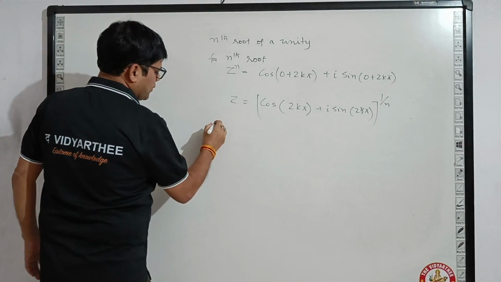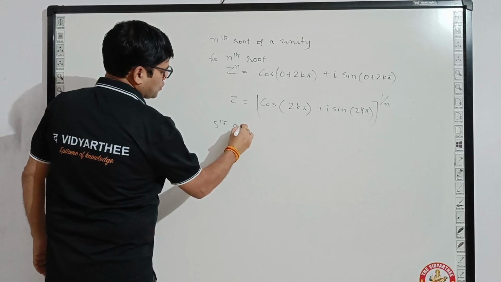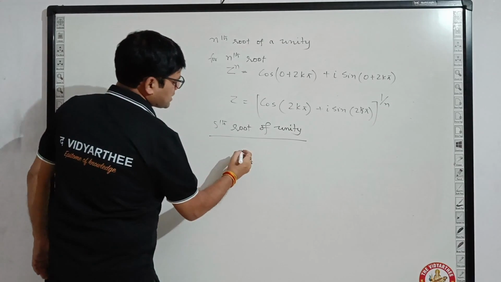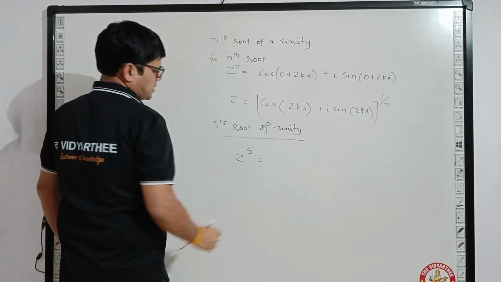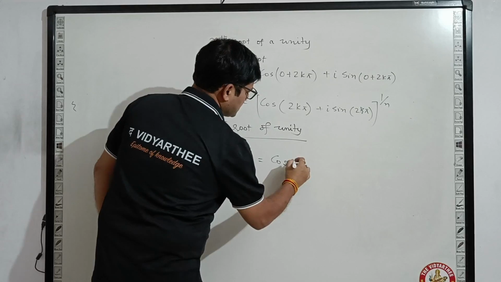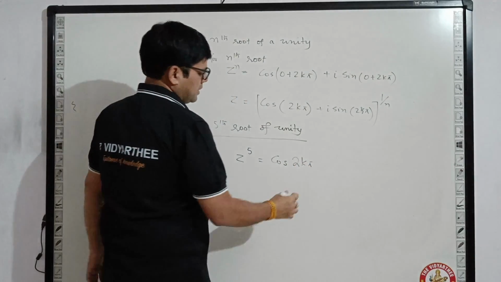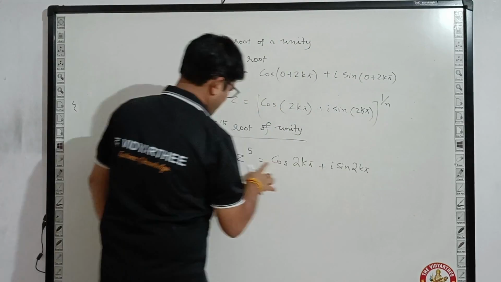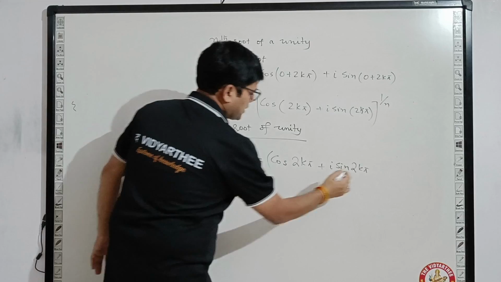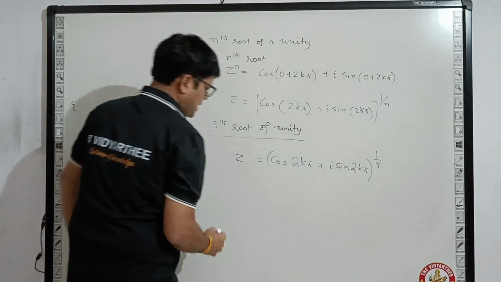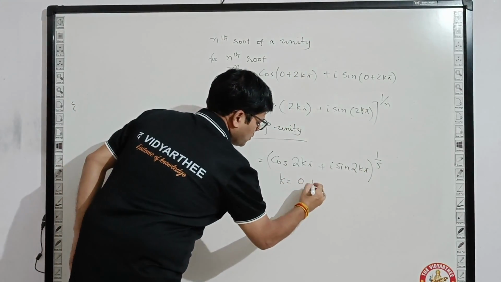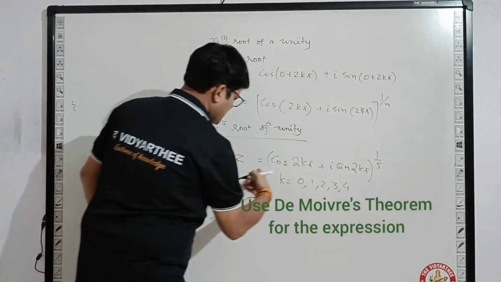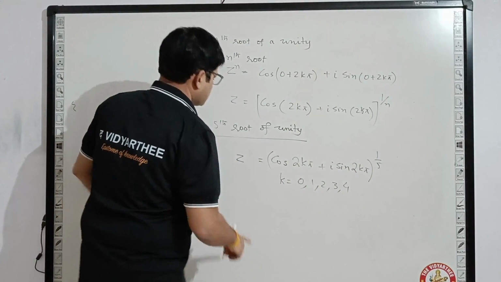For example, if you want to take the fifth root of unity, what does this become? z power 5 is equal to cos 2 k pi plus i sin 2 k pi. Now if you take the fifth root, you take the power of this as 1 by 5. Here the value of k will be from 0, 1, 2 till n minus 1, that is 4. Now by putting all these values, you will get different values of z. That is the fifth root of unity.